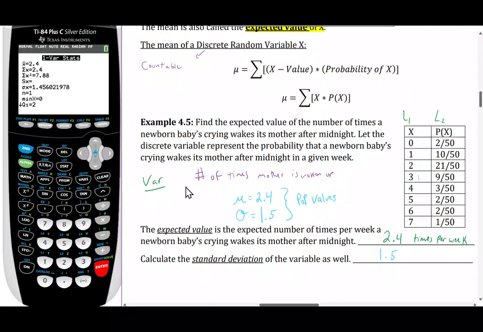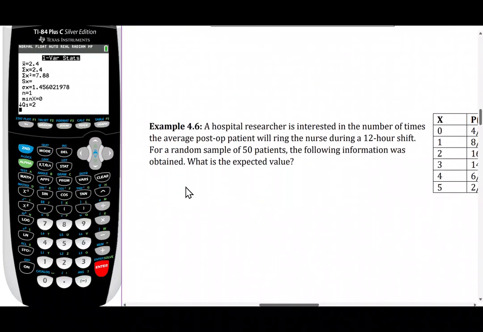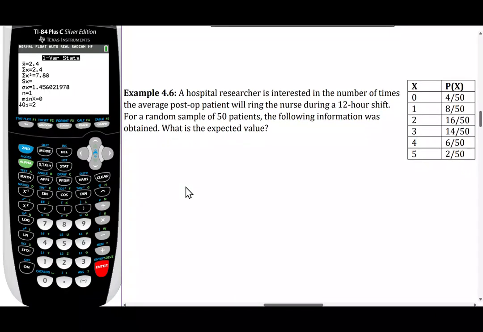All right, so we have another example that we can work on. This one says, a hospital researcher is interested in the number of times the average post-op patient will ring the nurse during a 12-hour shift. For a random sample of 50 patients, the following information was obtained. What is the expected value for the number of times the call bell is pressed?